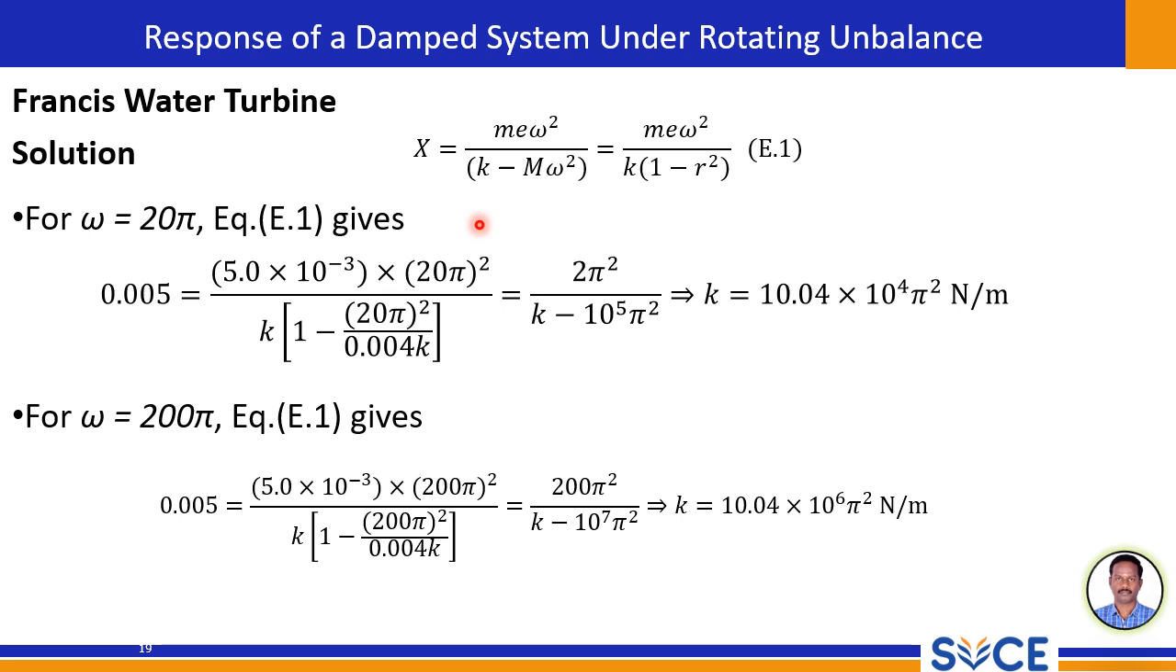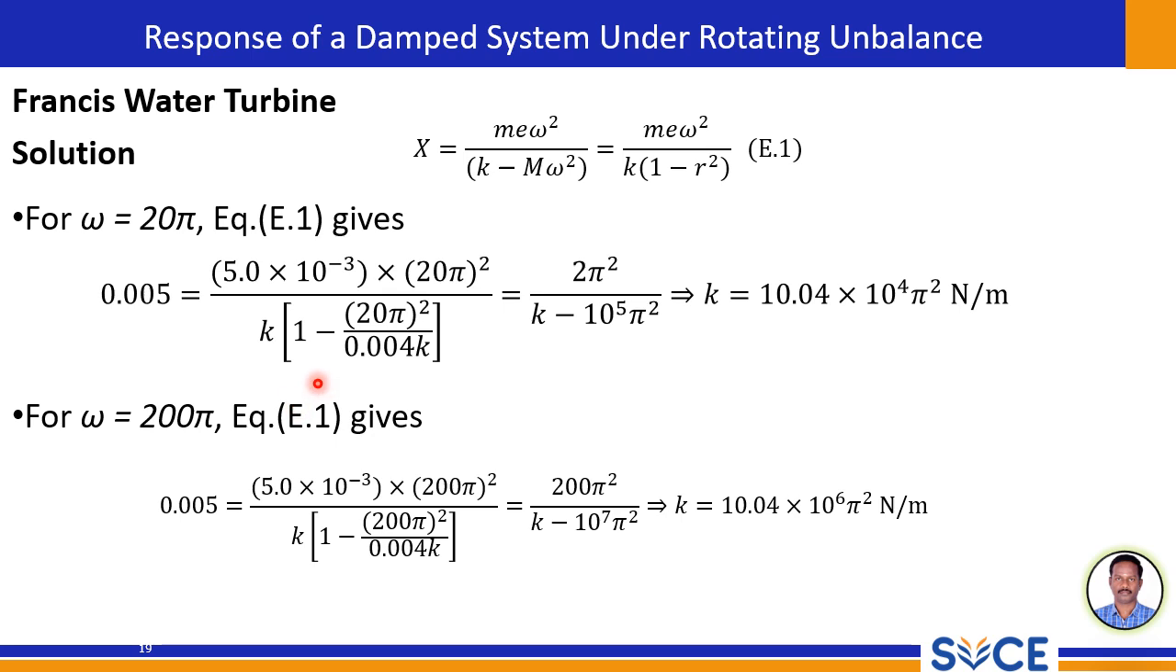To maintain clearance between rotor and stator, we substitute the known values into the equation. The unbalance will be, we will get it. In the first scenario, the operating frequency we can substitute as 20 pi. After simplifying, we get the stiffness of the shaft of the turbine as 10 into 10 to the power of 4 pi square. Similarly, as we discussed earlier, we can also calculate for the other operating frequency, 200 pi.